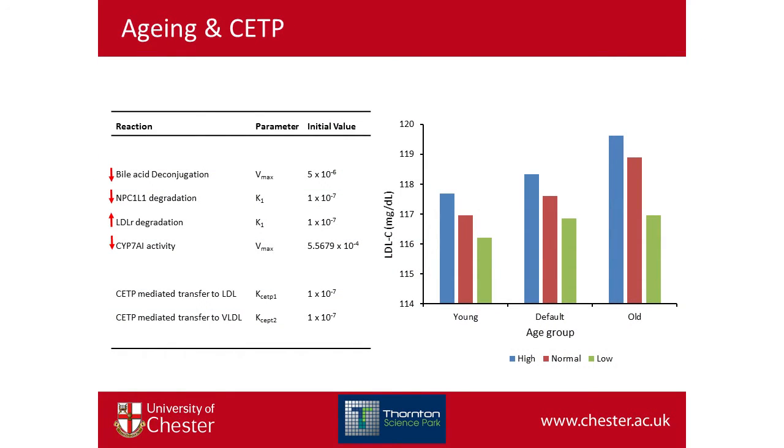So once our system was made, we were then able to have a look at the effect of aging on it. So our four mechanisms that I mentioned, we started playing with the parameter values for that. So we lowered the value for this enzyme, so we down-regulated this enzyme activity.